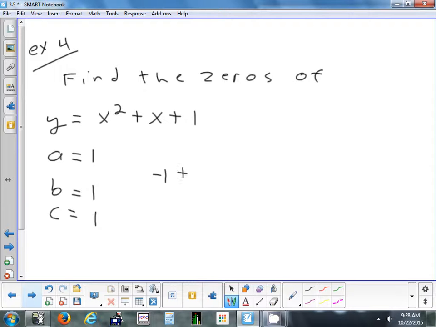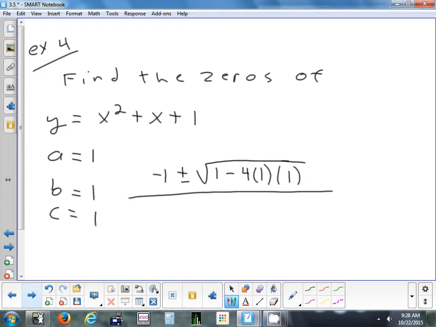Negative B plus or minus the square root of what comes next? B squared, 1 squared, so 1, minus 4 times A, which is 1, times what? C, which is also 1. And what do we divide by? 2 times A. Divide by 2A.